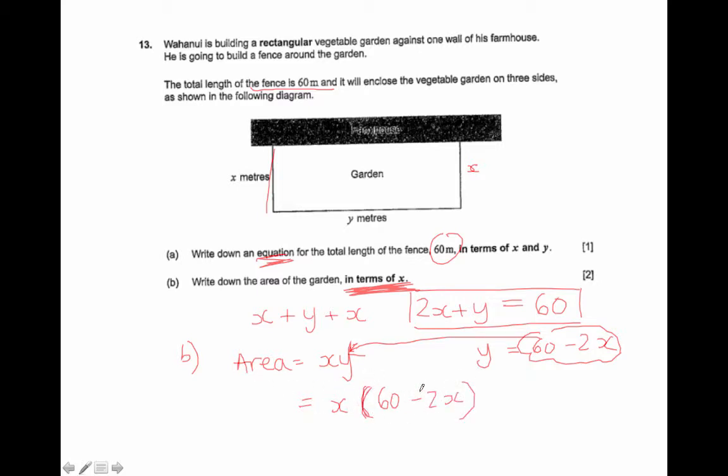the area is equal to x, lots of 60 minus 2x. And then I guess we could expand that. So we'd write that as 60x minus 2x squared. So that's an expression for the total area of the garden.